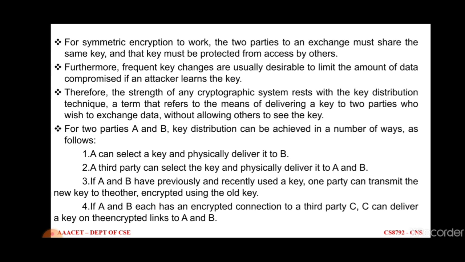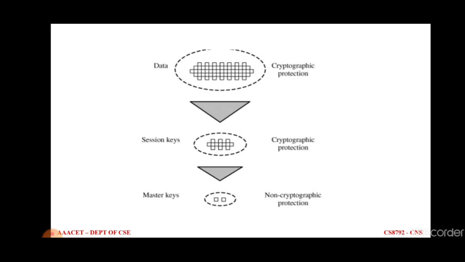The final point is if A and B each have an encrypted connection to a third party C, then the third party C can deliver a key on the encrypted links to A and B. So these are the possible combinations to transfer the key between the sender and receiver, A and B.